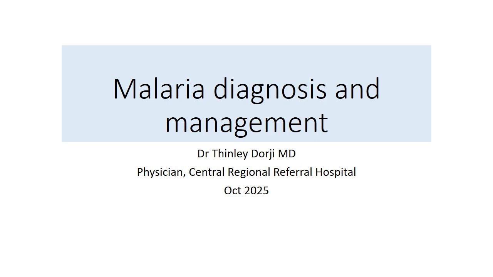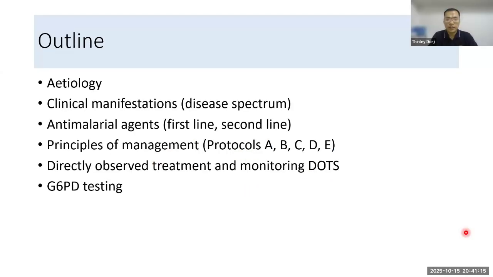In today's presentation, we are going to cover the etiology and pathophysiology of malaria, the clinical manifestations, the disease spectrums, the anti-malarial agents that are available in Bhutan, and the management of malaria based on the guideline-driven protocols, that are protocols A, B, C, D, and E in Bhutan. How to do directly observed treatment for those who are being treated at home, G6PD testing, and towards the end, we will cover a little bit about case classification and prevention of malaria.